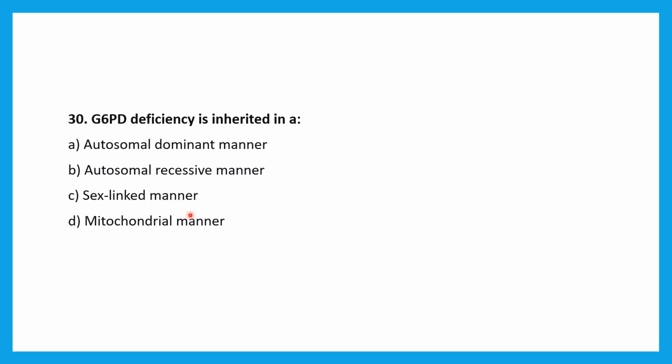So when we say X-linked recessive pattern, like we did last time, this means that males are predominantly affected and females are usually the carriers. So in this case, the correct answer is the sex-linked manner. Okay, sex-linked manner.